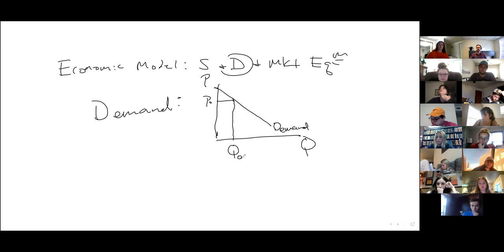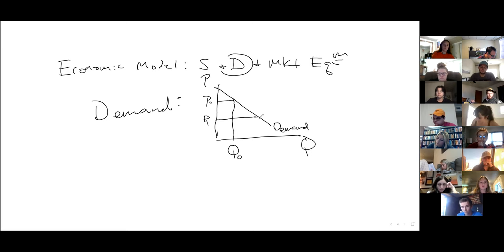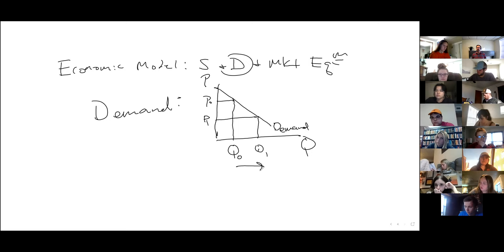That's how much at sort of a national population level we will demand of this product. Maybe it's corn or wheat at the population level. Whereas if we lower that price to price P one, our demand increases. So the law of demand is that there is a negative relationship between price and quantity, right? That as the price goes up, the quantity demanded goes down. That's sort of the relationship described by this kind of seemingly boring downward sloping curve.